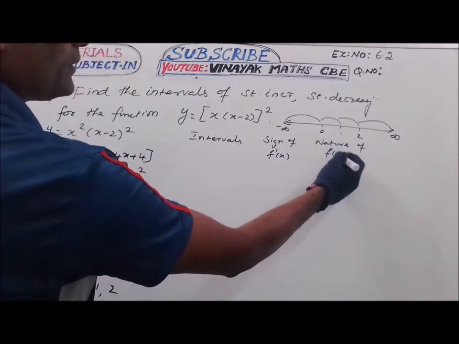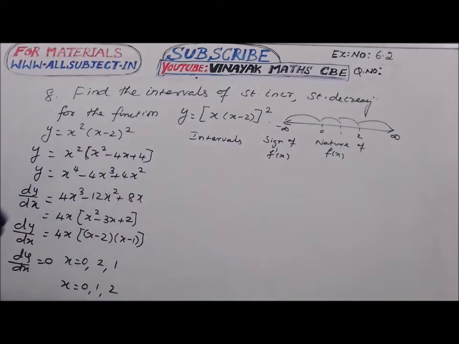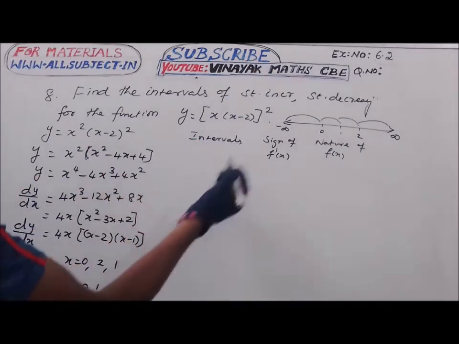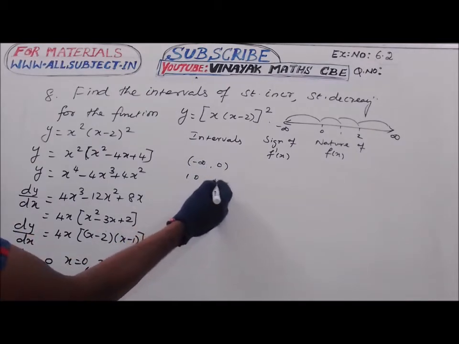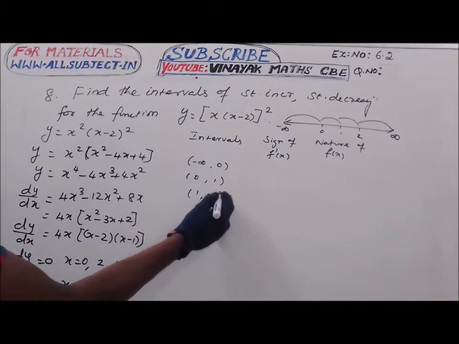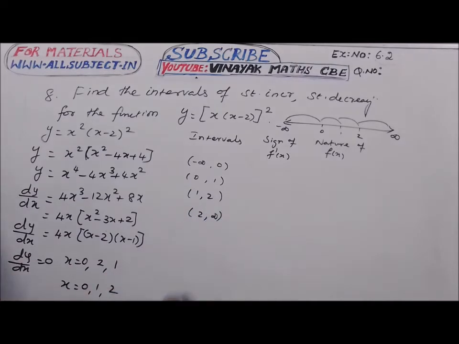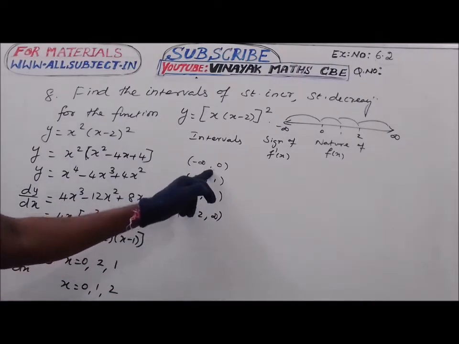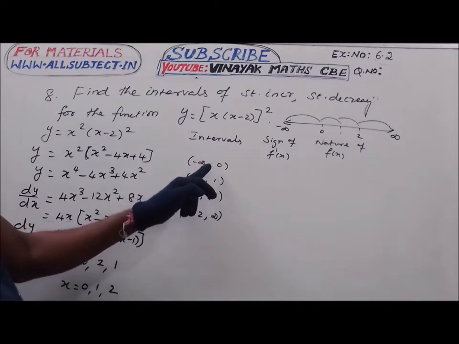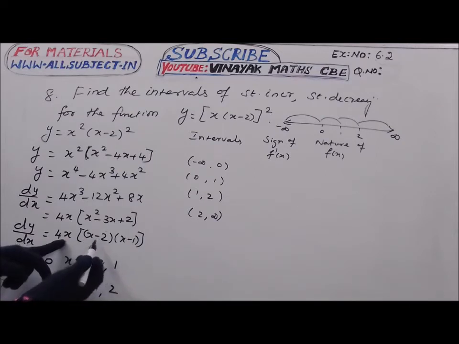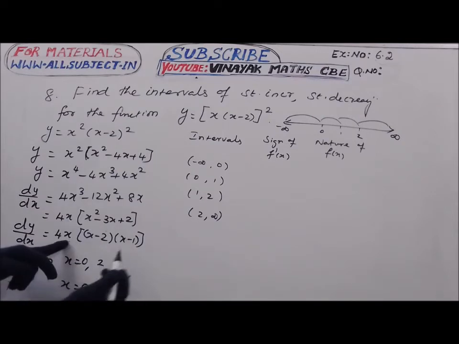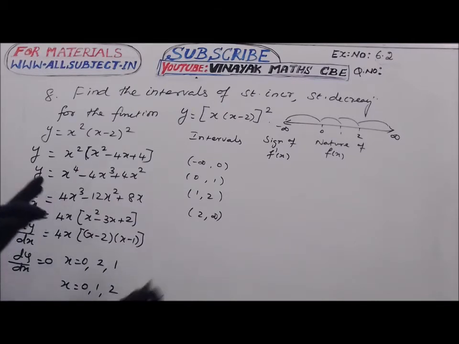So the intervals are written here, along with the sign of f dash of x within the interval and the nature of the function f of x, that is y, the given function x square into (x minus 2) whole square, or x into (x minus 2) whole square. The intervals are minus infinity to 0, 0 to 1, 1 to 2, and 2 to infinity. They are all open intervals. Now substituting any value in minus infinity to 0, I have taken minus 1. Substituting minus 1 here, minus, minus, minus, totally we have minus.